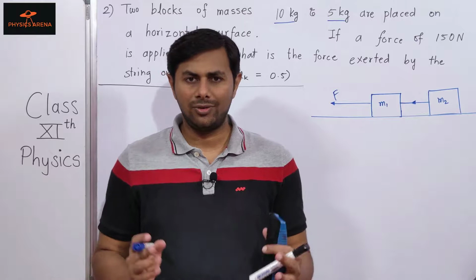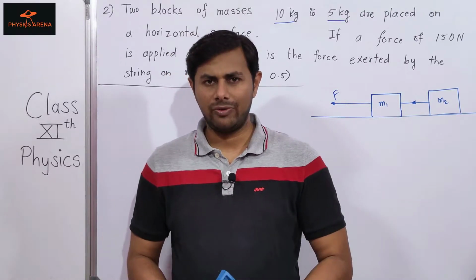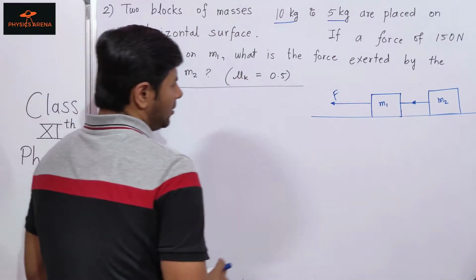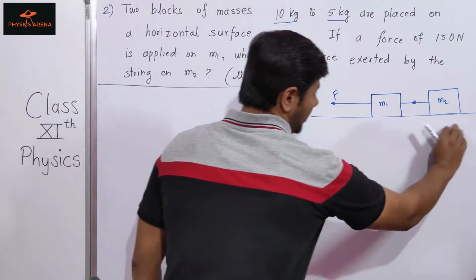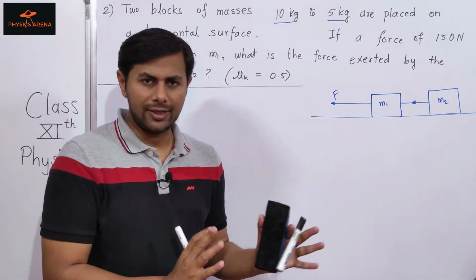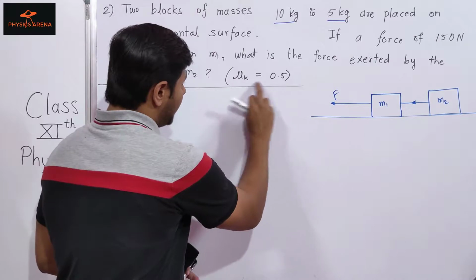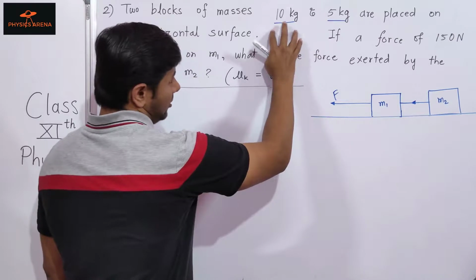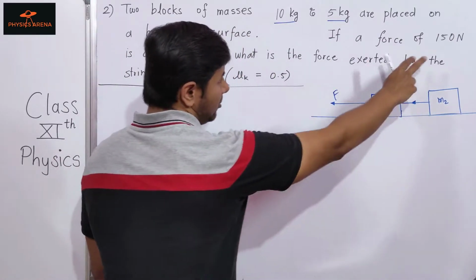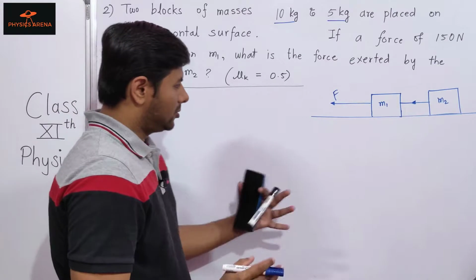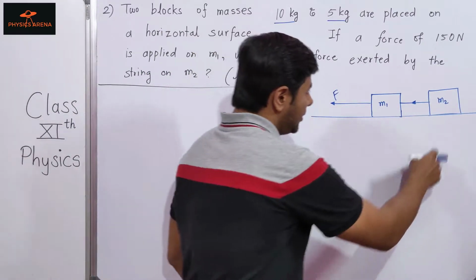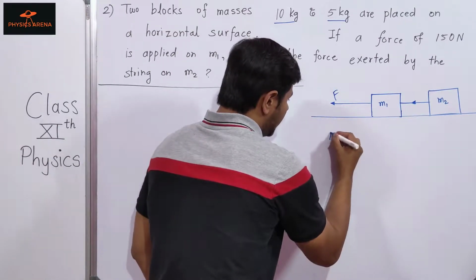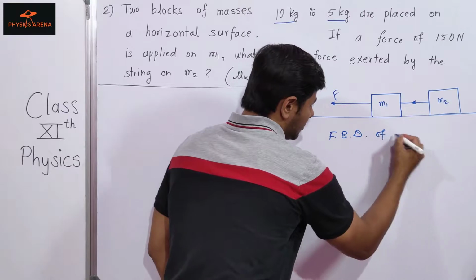Alright, now let's see numerical number 2. It's similar to the previous one, but I have changed one thing. I have added some friction into the problem. So now this surface is not frictionless. There is some kinetic friction, and the coefficient of kinetic friction is 0.5. I have also changed the values of the masses of these objects and also the force. So let's start again by drawing the free body diagram of mass m2.